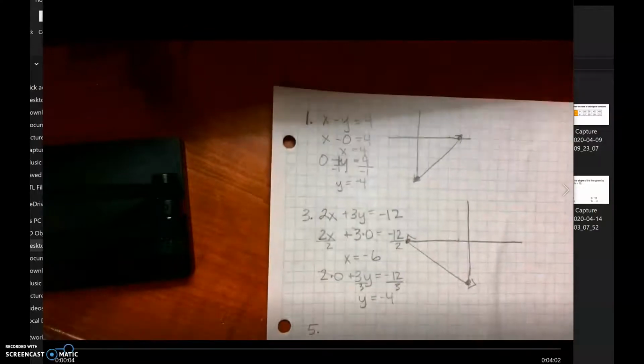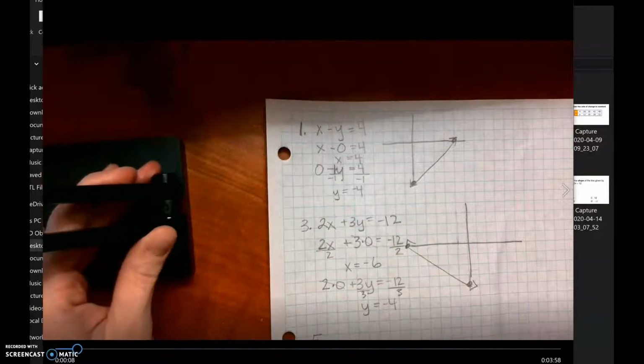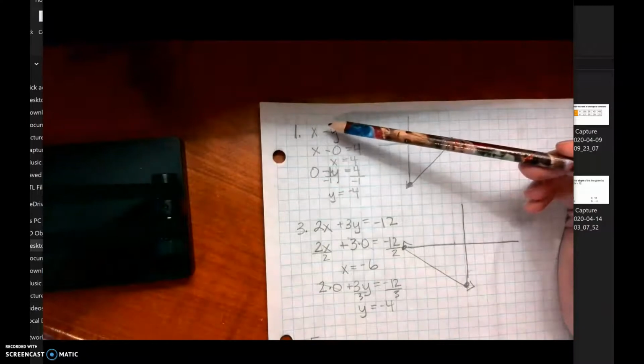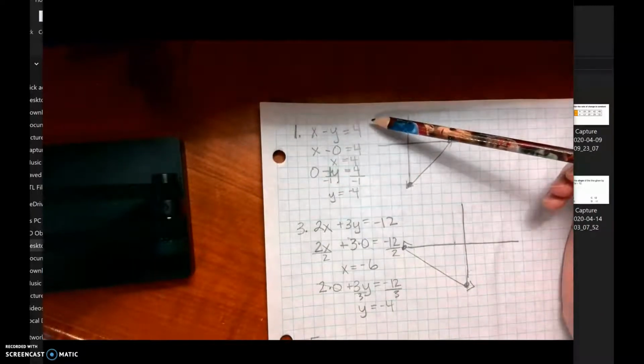Alright, so these are the answers to your homework from 12-3. I started doing it and thought I might as well film it. So the first one, I did x minus y equals 4. That was the equation they gave me.